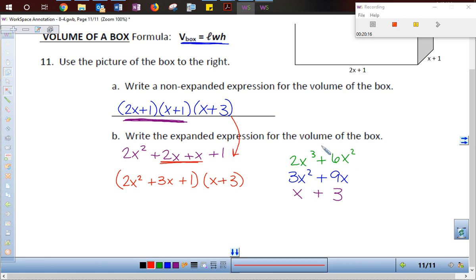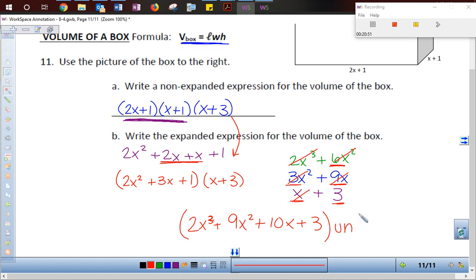Now I can combine my like terms and we'll be done. So let's start with my first term, x to the third. That's the only x to the third, so I bring down that 2x to the third and cross it out. Then I have a 6x squared, which I can put with a 3x squared, and I get 9x squared. And then I have a 9x, which I can put with an x to get 10x. And finally, I'm just left with 3. And I'm left with 2x cubed plus 9x squared plus 10x plus 3. One more thing, since this is the volume of a box, we need to group it and put a label of units cubed.